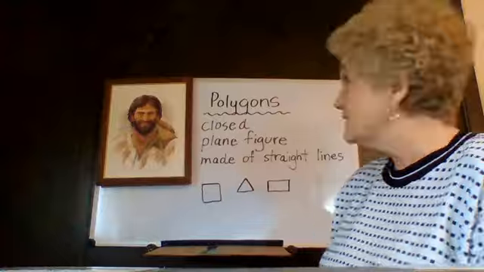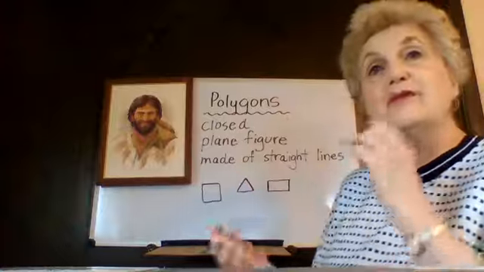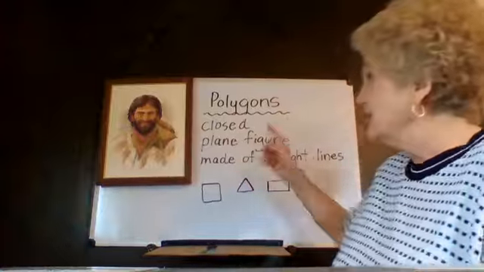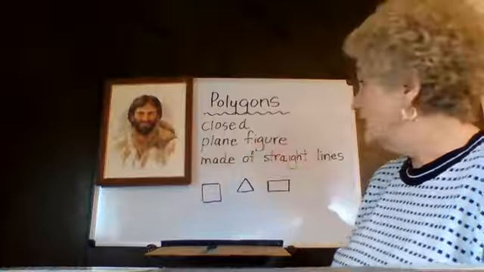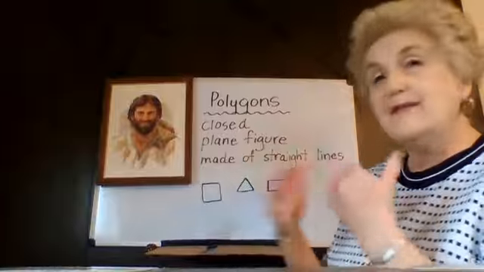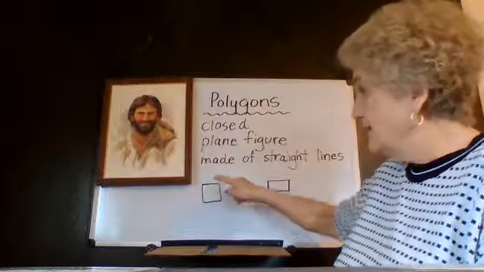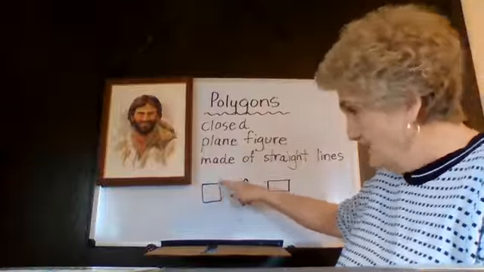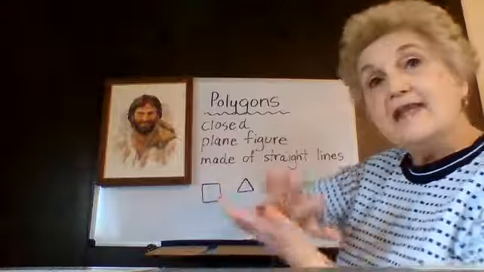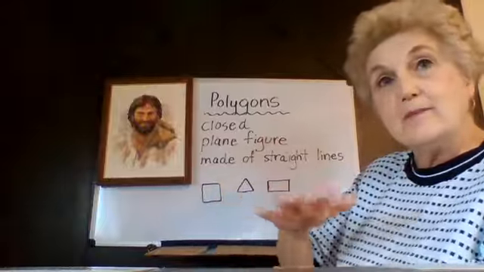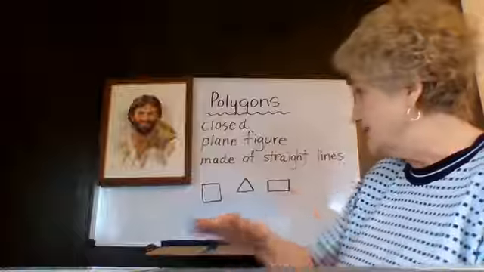Polygons are the subject for this week. What is a polygon? Well, there's really three parts to it. It's a closed, plane figure made up of straight lines. Now let's take that apart. Notice this is a closed figure made of straight lines, right? And it's flat, so it's a plane figure. Remember, a plane is something like a flat surface.